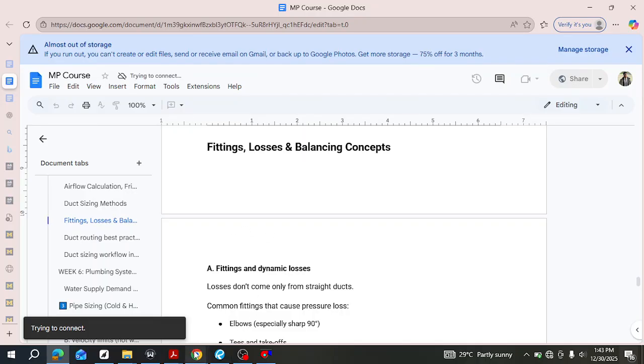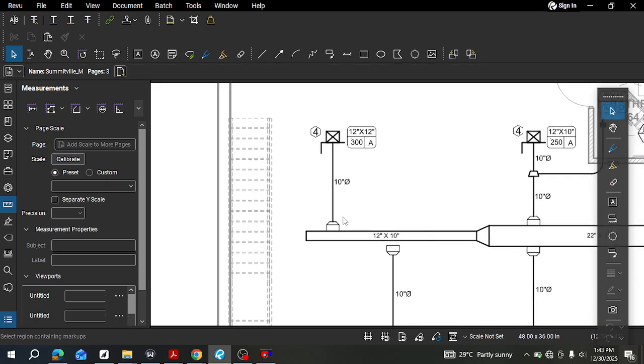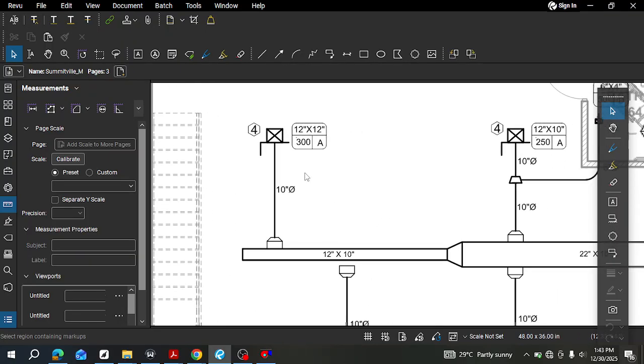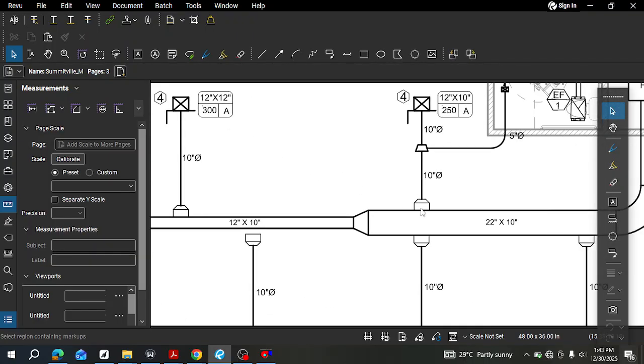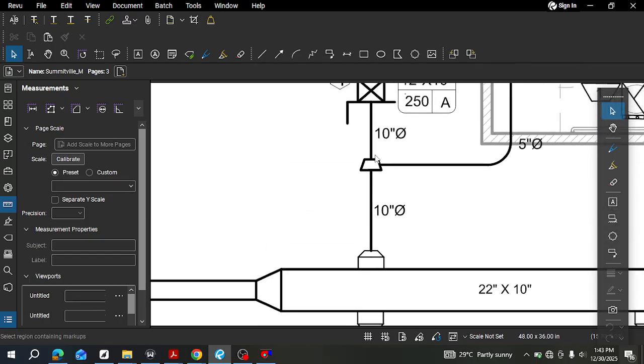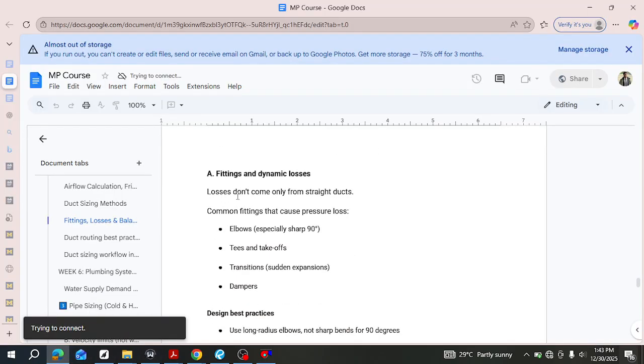Fittings are, let's go back to that project, right? Fittings are those extra things that you add to the ducts that help to improve the system. Even when you're attaching the register or the diffuser to the end of the duct, you use fittings, and they have to be sized properly. Although this is like a branch, it just helps to improve the workflow, basically, right? So now losses don't just come from straight ducts.